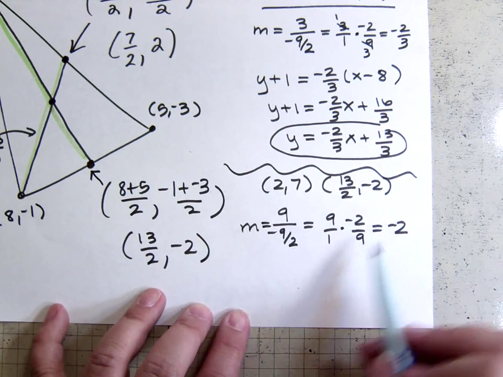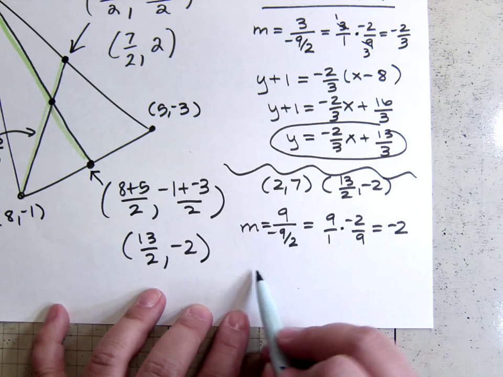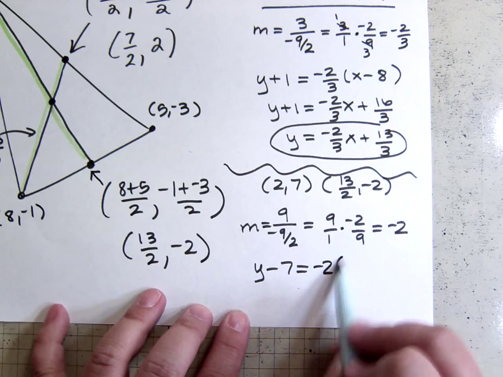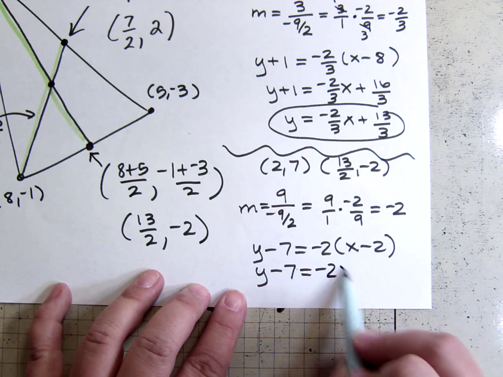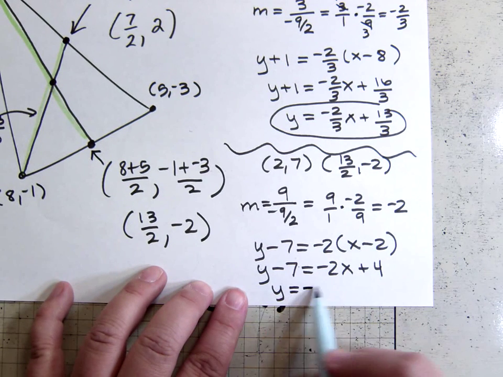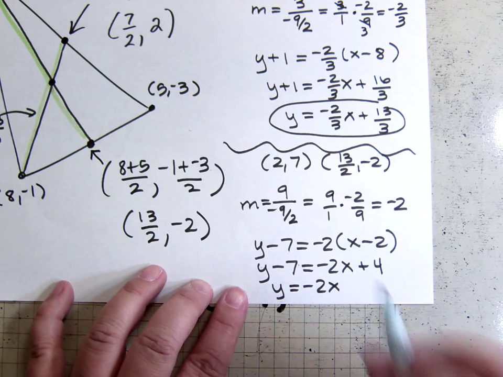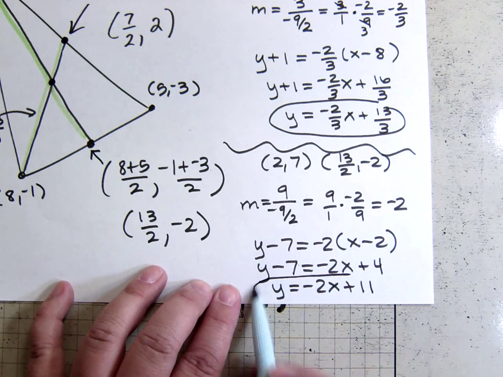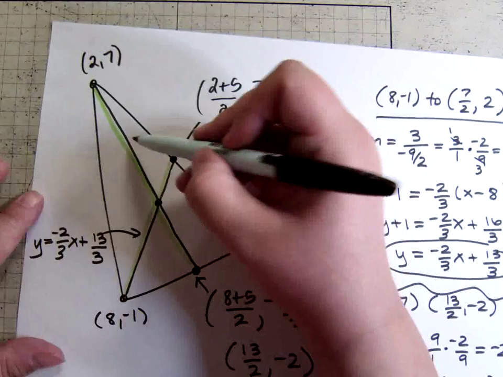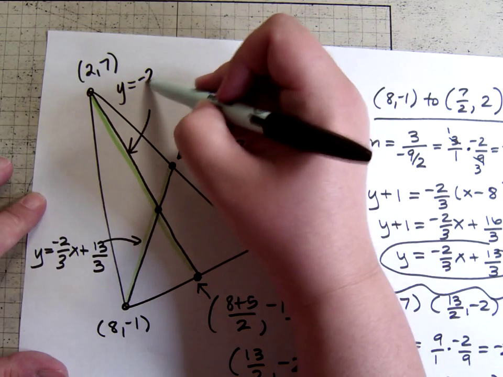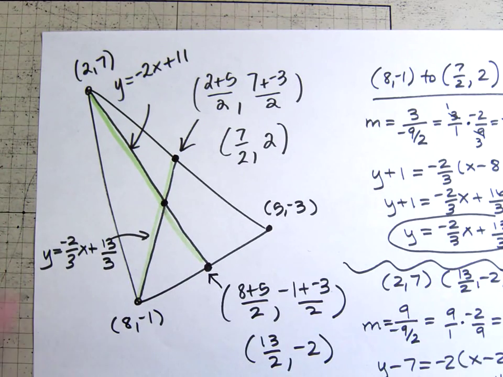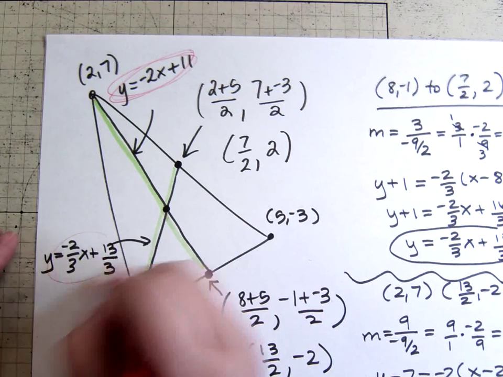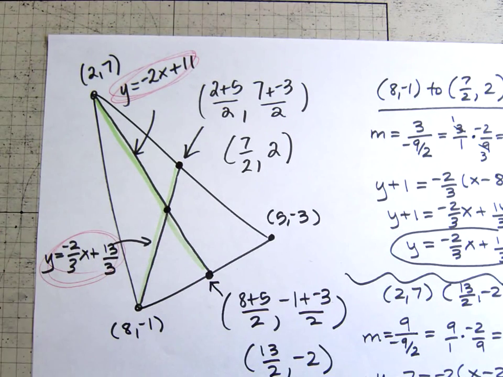So the slope of this line is negative 2, and I'm going to use this point right here. Y minus 7 equals negative 2 times x minus 2. Y minus 7 equals negative 2x plus 4. Y equals negative 2x, adding 7 to both sides, plus 11. So that's the equation of this line: y equals negative 2x plus 11. So what I've got now is equations for both of my lines, this one and this one, and I'm looking to find out where they meet. So I'm going to solve the system of equations with those two equations.